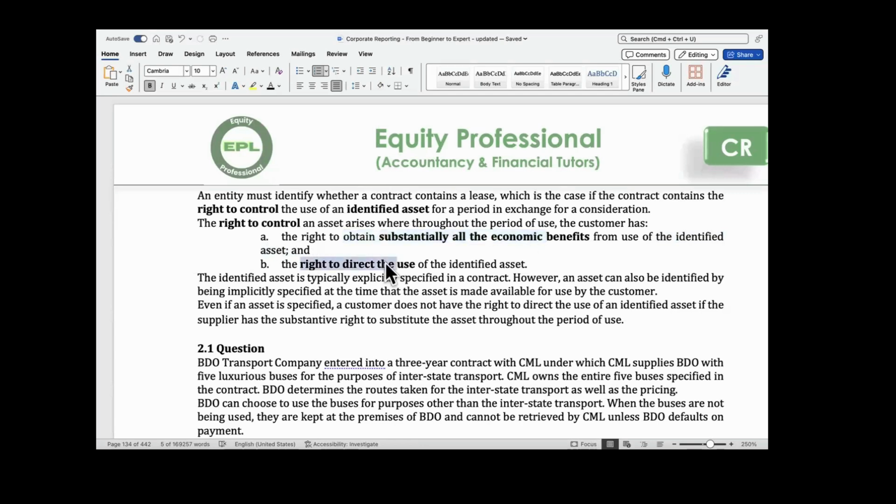Secondly, you have the right to direct the use of the asset, which goes to show that it's the lessee that will decide the function he wants to put the asset to, the activities he wants to carry out with the asset. He makes decisions around that. That is right to control.